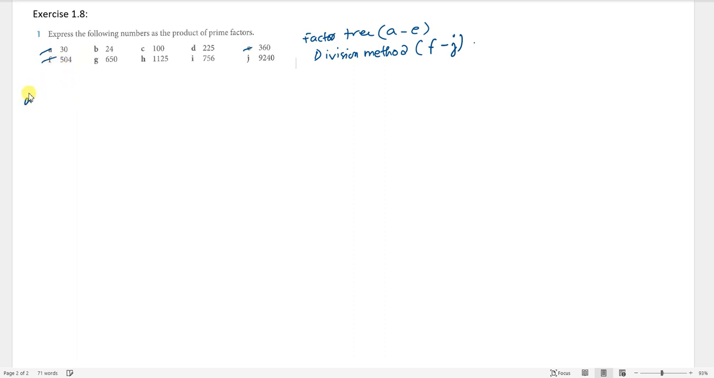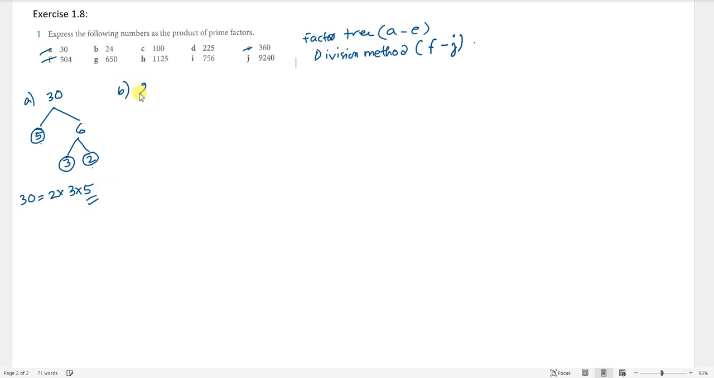Let's begin. 30. So we can bring it down to 5 times 6 is equal to 30. So 5 is a prime number, we circle it. We can bring this down to 3 times 2 is equal to 6. 3 is a prime number, 2 is a prime number. So we write 30 is equal to 2 times 3 times 5.